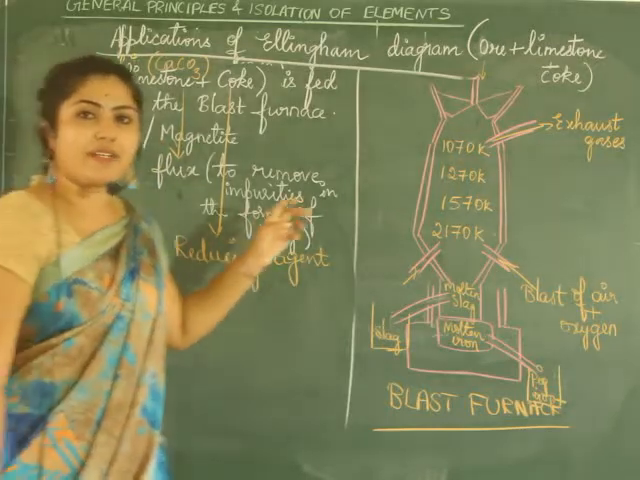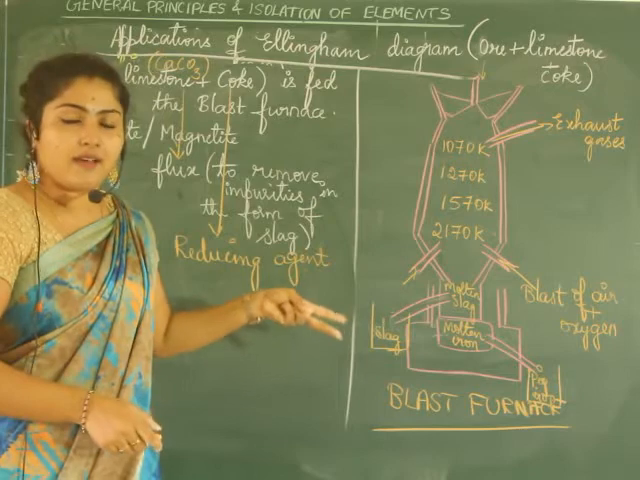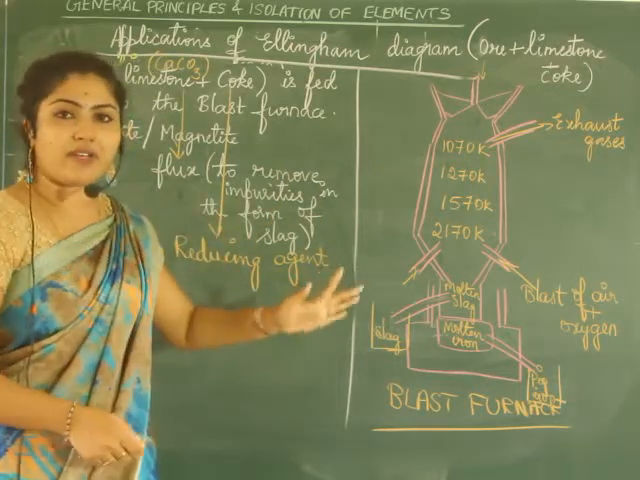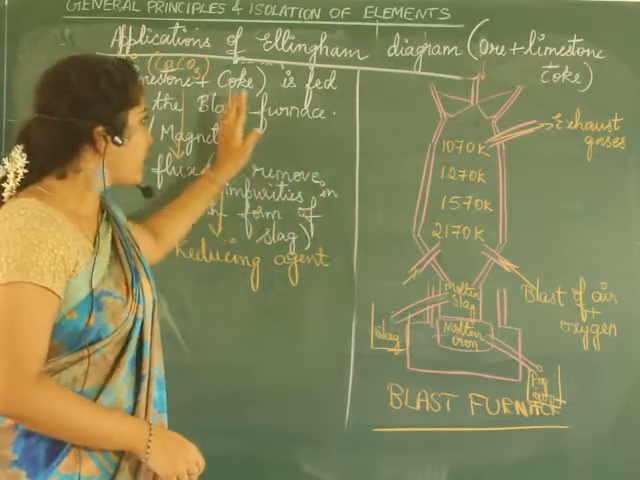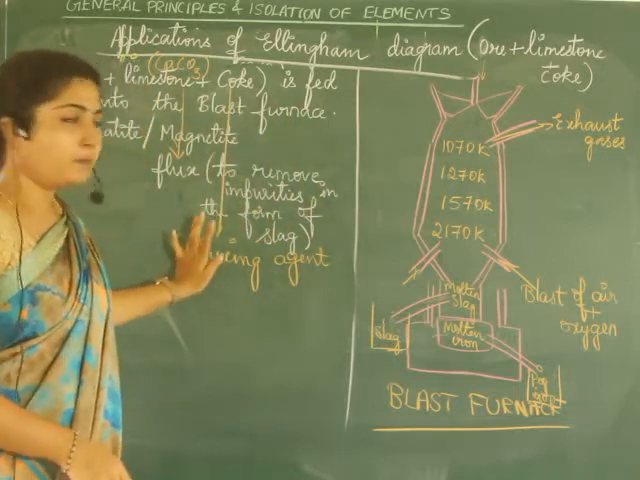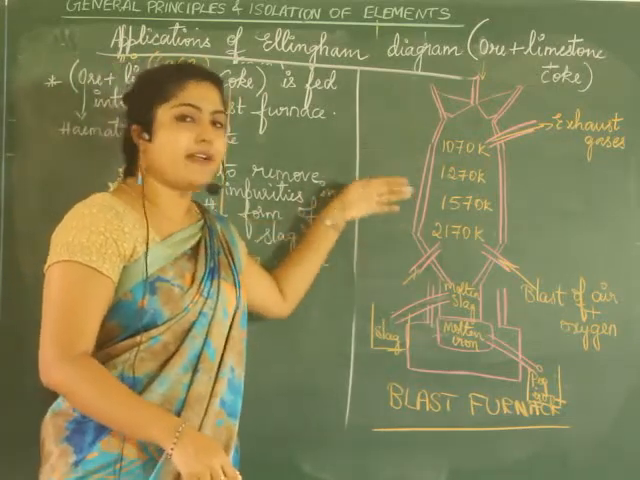Below 1073 Kelvin, that is at low temperature, carbon monoxide will act as reducing agent, and above 1073 Kelvin, coke will be acting as reducing agent. So this part is clear now. Now let us see what chemical reactions take place at different zones.